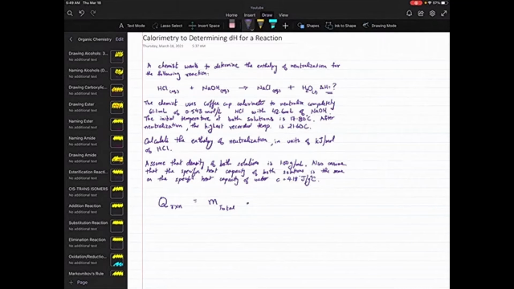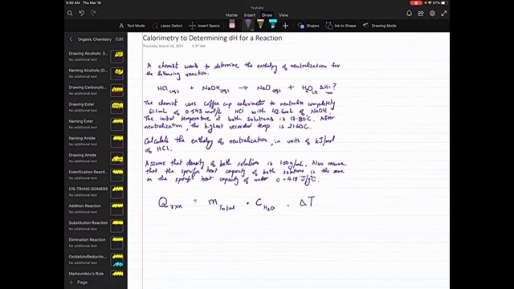And we need the specific heat capacity of this solution. Since they said that you can use the same as the specific heat capacity of water, we can use c of H2O, and again, this is a lowercase c for water. That is 4.184, or 4.18 as some people like to use. And then we need to know the change in temperature of the solution, which is the final temperature minus the initial temperature. That will tell us the change in temperature of the surroundings, or the solution.